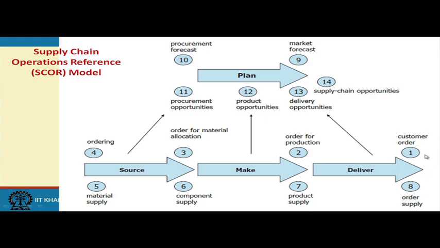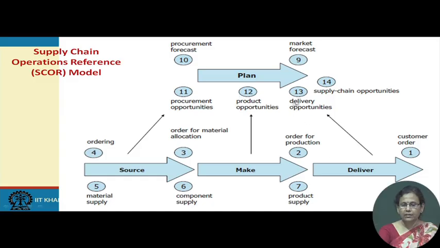So, what are those sub activities? It starts with the customer's order, then the order for production, then the order for material allocation, then the order to the supplier, then you getting the material supply, then getting the component supply, then making the product, and finally supplying it to the customer. And in between, within each you have to perform a number of planning operations like market forecasting, procurement forecasting, finding procurement opportunities, product opportunities, delivery opportunities, and other supply chain opportunities.